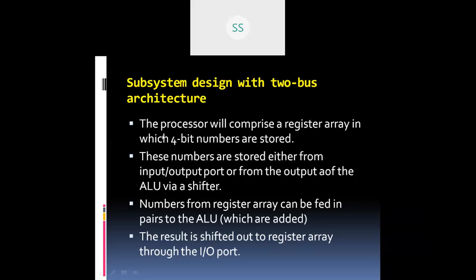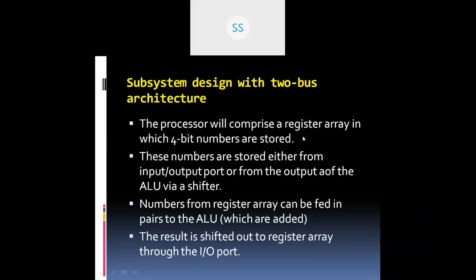By considering the two bus architectures in the previous session, we have seen that bus A and bus B are used to input the two 4-bit data into the ALU, as well as to shift the result. Therefore, the microprocessor under consideration will comprise a register array, which is a place where 4-bit registers or 4-bit numbers are stored. So the overall design is that of a microprocessor.